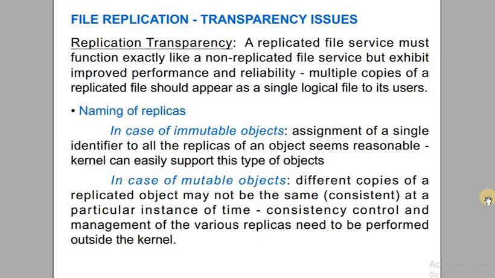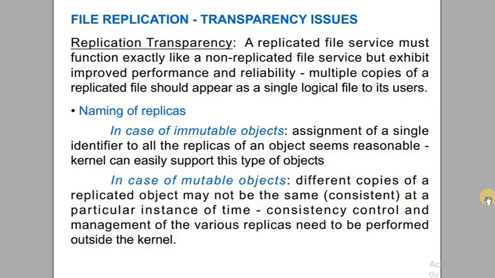Then naming of replicas. In case of immutable objects, assignment of a single identifier to all the copies of an object seems reasonable. Yes, because in case of immutable objects, you can only read the files, you cannot modify the files. So it is good enough to have a reference to a single replica of that file, because you know that it will not be changed, or if it is changed, then of course there will be a new version of it. So you just find out the latest version and then you get the file. The kernel can easily support this type of objects, so there is a very straightforward way of handling such kind of files.